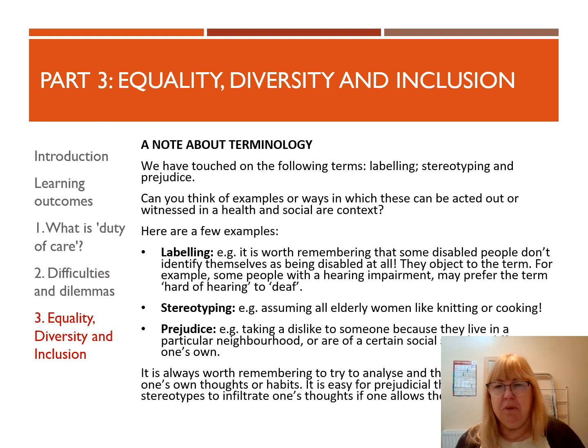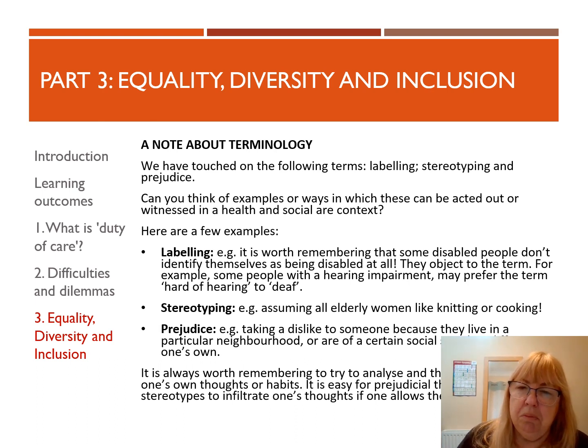A little bit of a note about terminology as well. I've mentioned stereotypes already. And there are also things such as labeling and prejudice. So you can have a think about examples in which ways they can be acted out and seen in health and social care context. I've given you a bit of an example about somebody in a wheelchair not being able to get into the theatre, because people didn't think, well, they have communication problems, they probably won't be able to understand the theatre or something like that. So that's a stereotype. They've got learning disabilities, so they won't be able to do it.